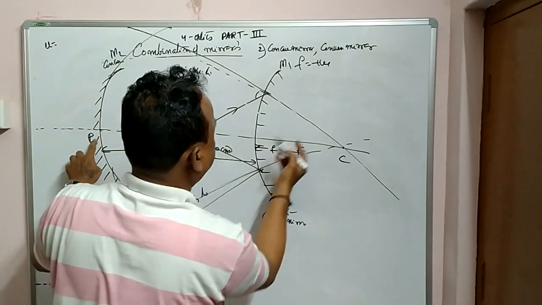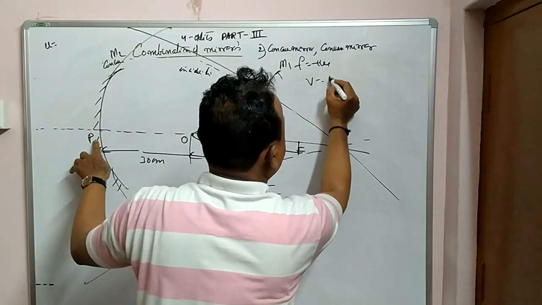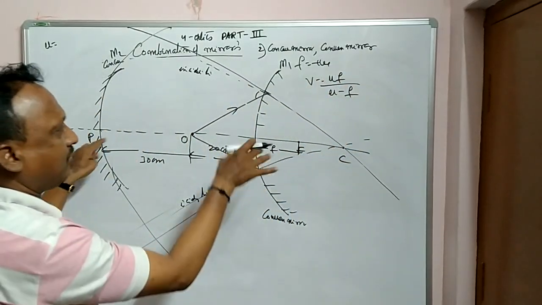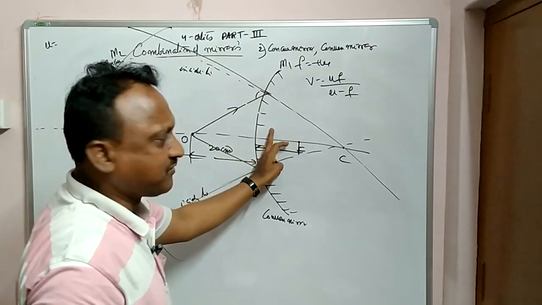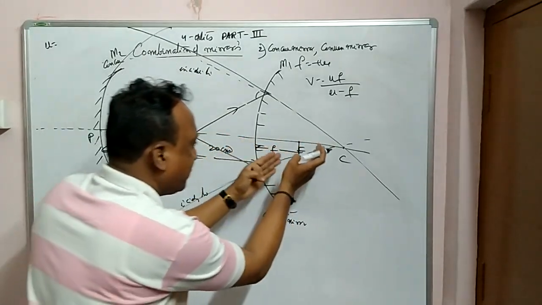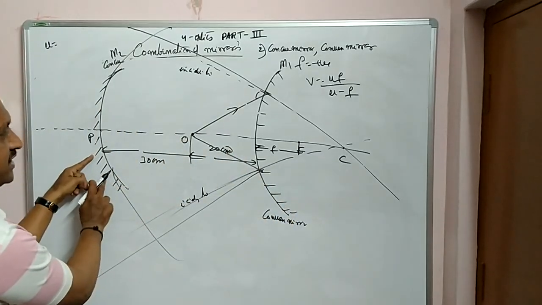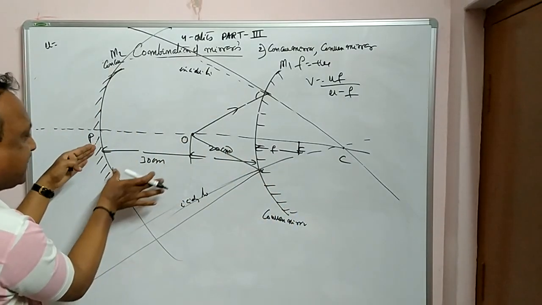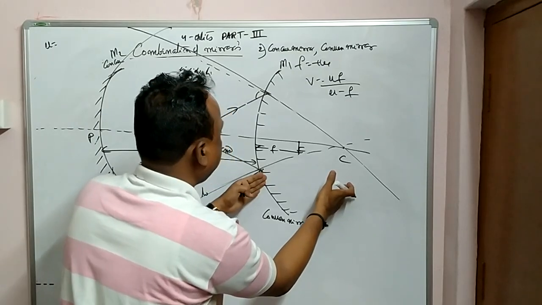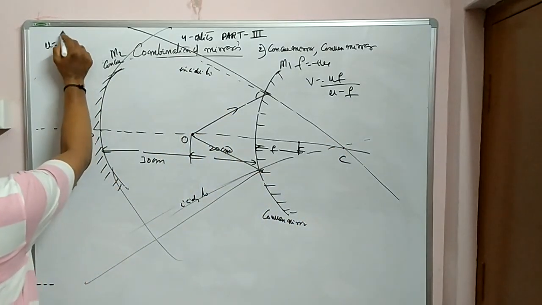Whatever image you got from this formula, V is equal to UF by U minus F. Of course for convex, you will get a virtual image somewhere over here. So this image will become the virtual object for this one again. And what will be the distance? 30 plus 20 plus whatever value you got. The total distance you have to take here.